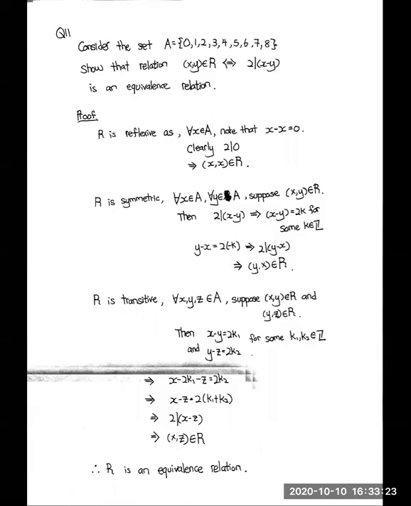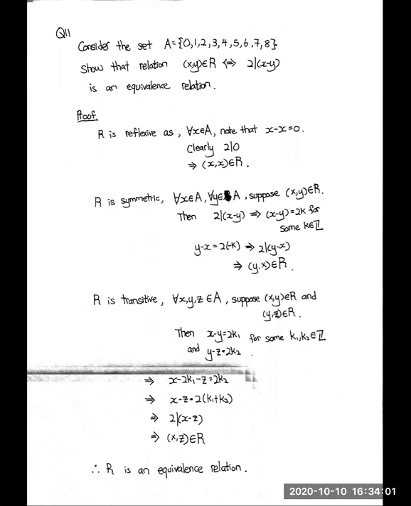Okay, question 11. Consider the set A running from 0 all the way to 8. Then we want to show that the relation R, okay, xy is an element in R if and only if 2 divides x minus y is an equivalence relation. So in this case, we have to prove that R is reflexive, symmetric, and transitive. First, we show that R is reflexive. Since for every element in A, we know that the element minus itself is equal to 0. And clearly, 2 divides 0. Therefore, x is an element in R.